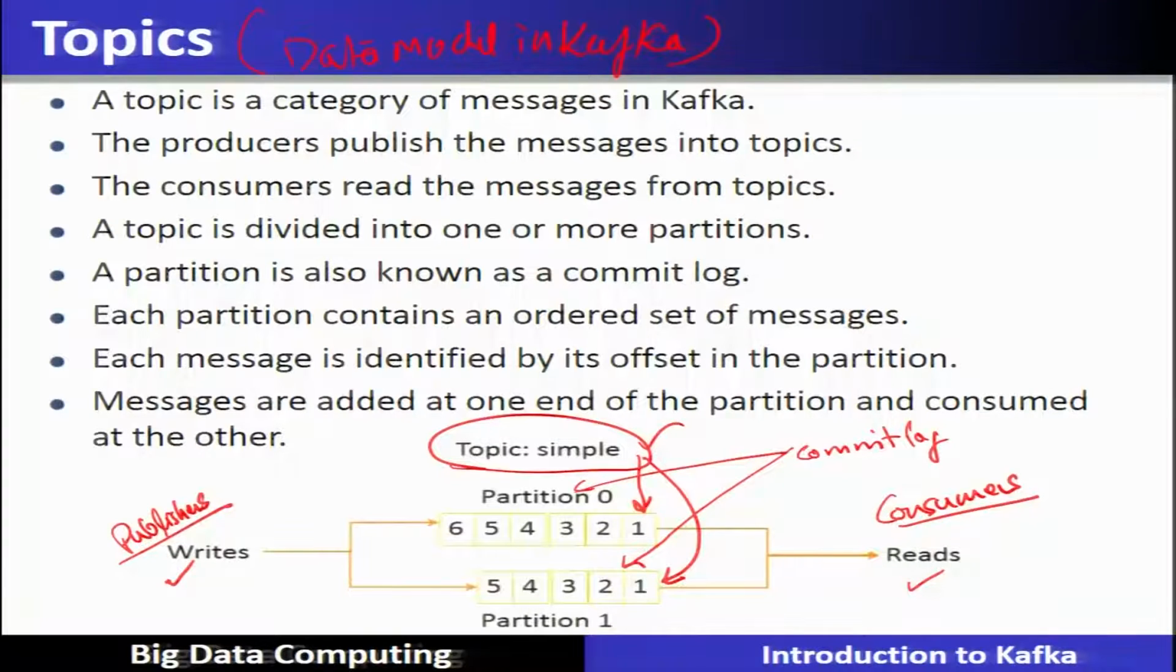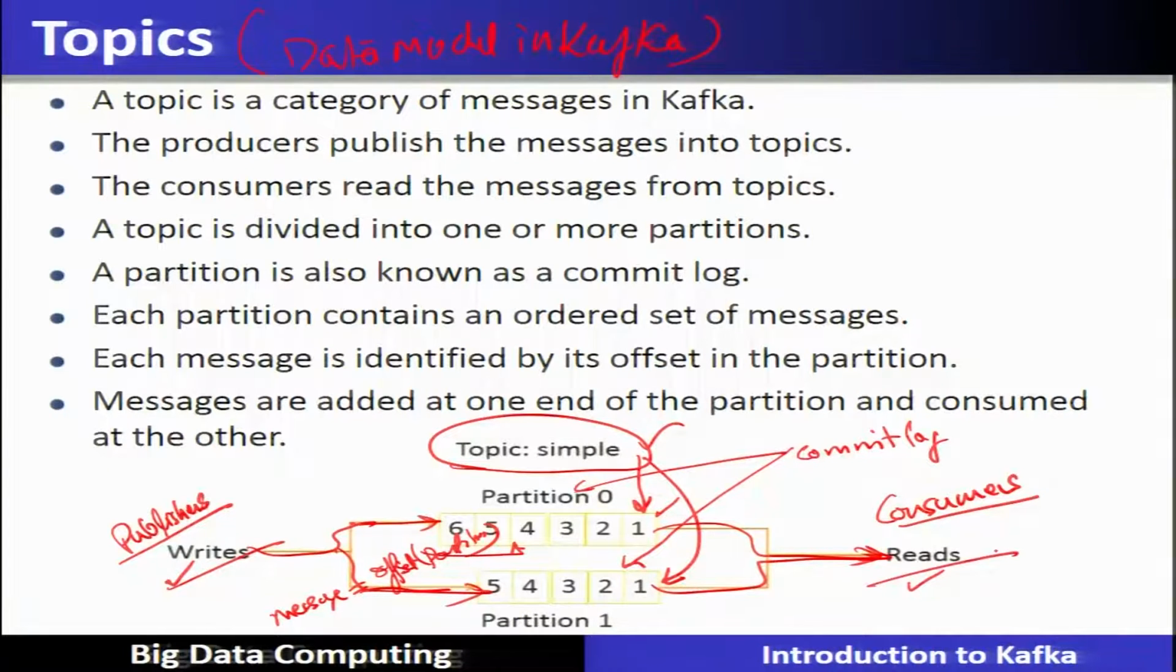So each partition contains an ordered set of messages, and we see the order in which the messages are received. Each message is identified by its offset in the partition. Messages are added at one end of the partition, and consumed at the other end of the partition, that is, added with the help of the write command and consumed with the help of the read command.